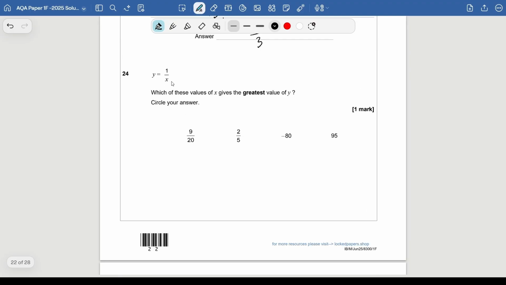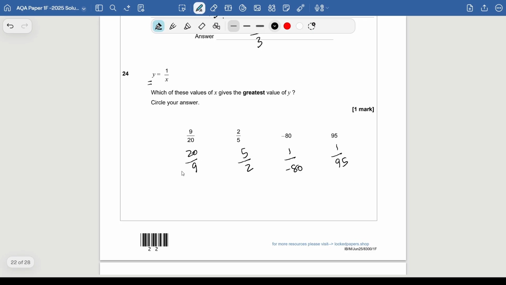y is 1 over x. Which of these values of x gives the greatest value of y? Now to find the greatest value of y, we have all these x values here. So these are the reciprocals. So 9 over 20 is actually 20 over 9 because x is in the denominator here. 2 over 5 is 5 over 2. Negative 80 is 1 over negative 80. 95 is 1 over 95.